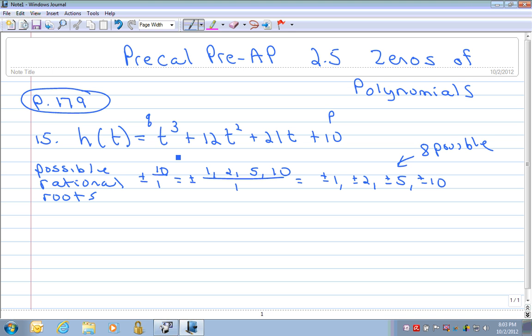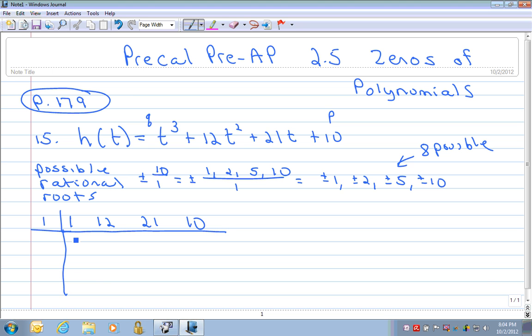So let's go ahead and do synthetic division, which means we use our coefficients. In this case, that would be a 1, a 12, and that's t cubed, t squared, and just a plain t term, and a constant. So we have 21, and we have 10. If you skip over a term, then you're going to have to hold its place with a 0. Let's do synthetic division. I like to use this little chart where we can just keep going synthetically. We could try positive 1.